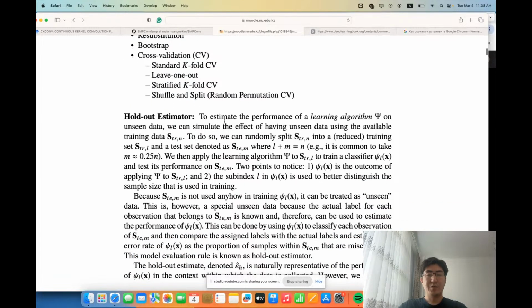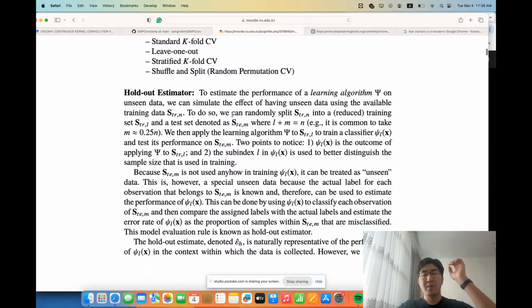Holdout estimator. To estimate the performance of a learning algorithm on unseen data, we can simulate the effect of having unseen data using the available training data. To do so, we can randomly split S into a reduced training set and a test set denoted as T. It's common to set the test size to 25%. We then apply the learning algorithm to train a classifier and test its performance. Two points to notice.